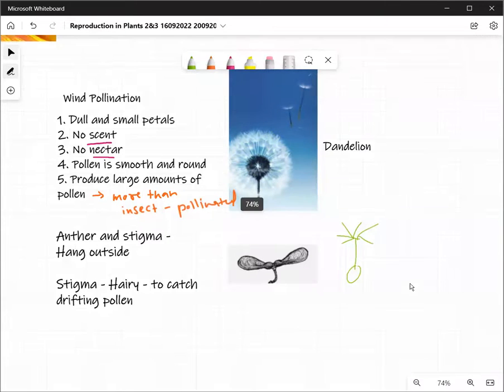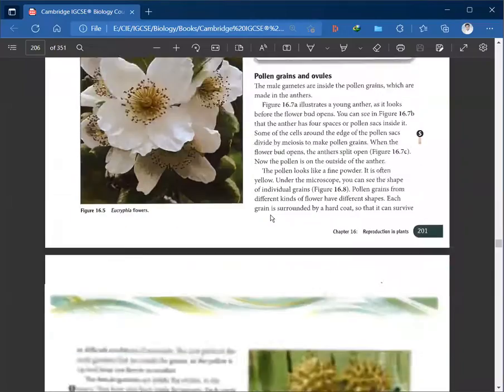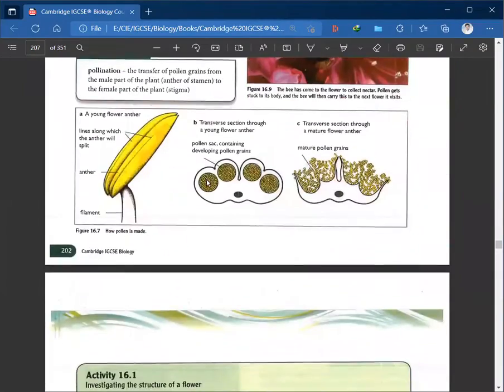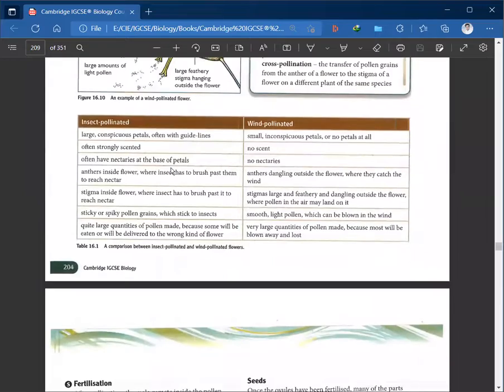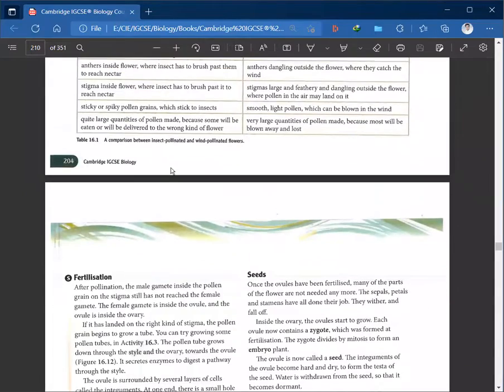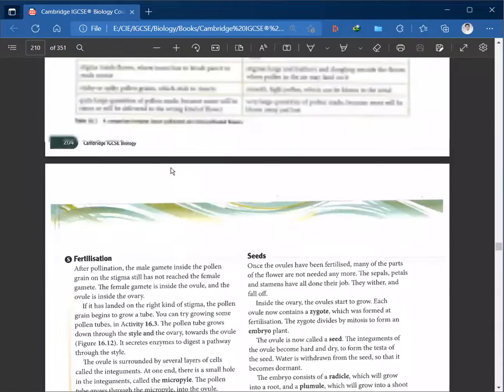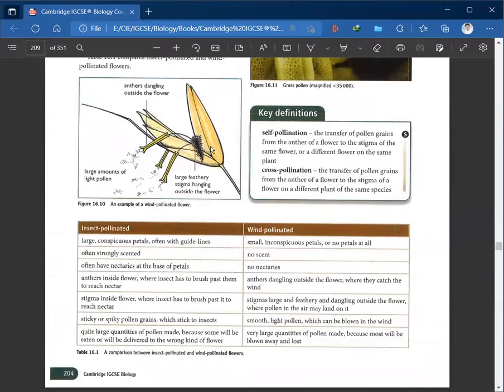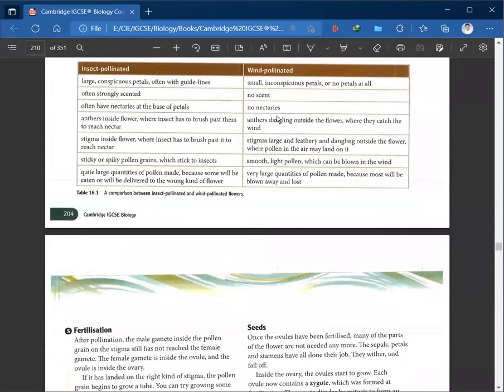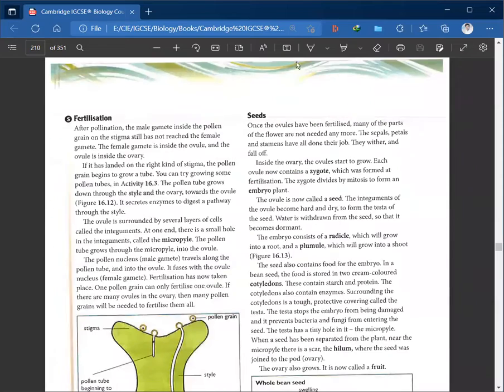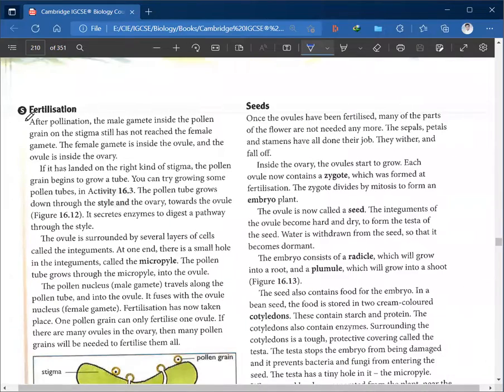Fine. Now let's focus on the book for a second. If you've written this down, let's go to the book. Okay? Now, I want you to read this part. Start reading. Monday.